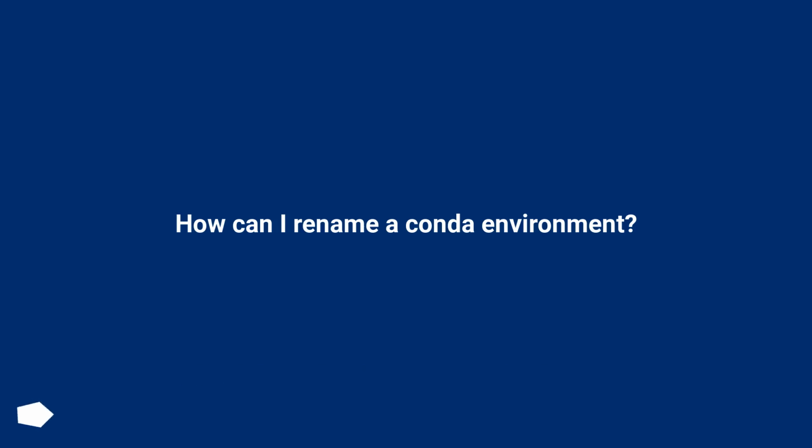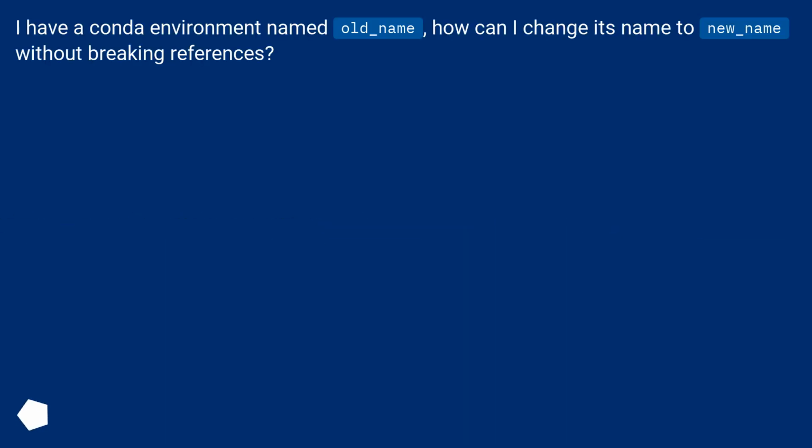How can I rename a conda environment? I have a conda environment named old_name. How can I change its name to new_name without breaking references?